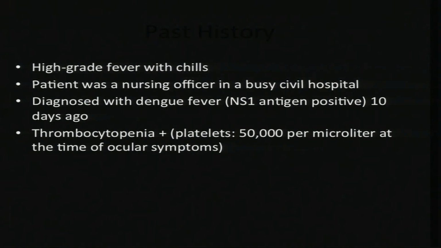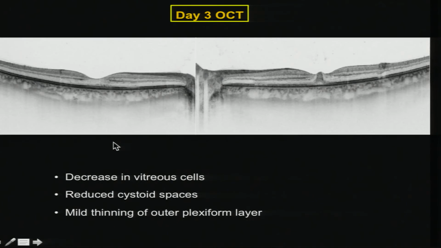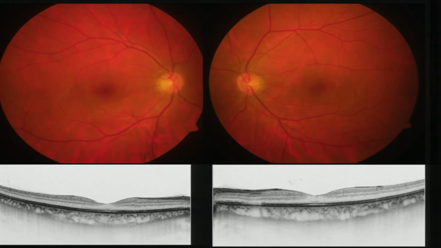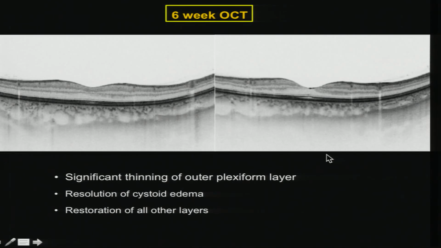Now the patient gives history of fever. He was diagnosed as dengue NS1 10 days ago. He also has thrombocytopenia. So he did show improvement on steroids, and this is the follow-up. Decrease in vitreous cells, reduced cystoid spaces, mild thinning of outer plexiform layer, and you can see on follow-up reversal of the changes. So this is the follow-up.